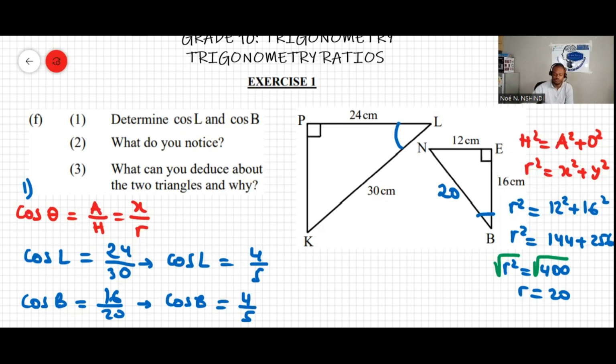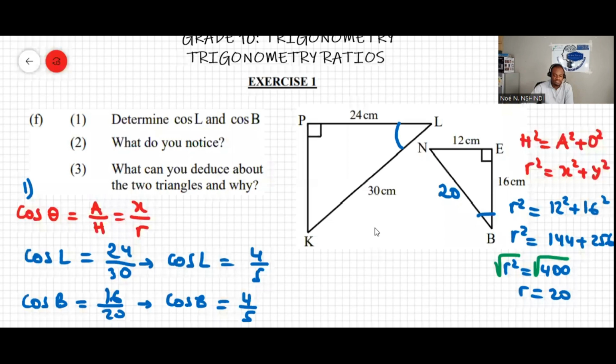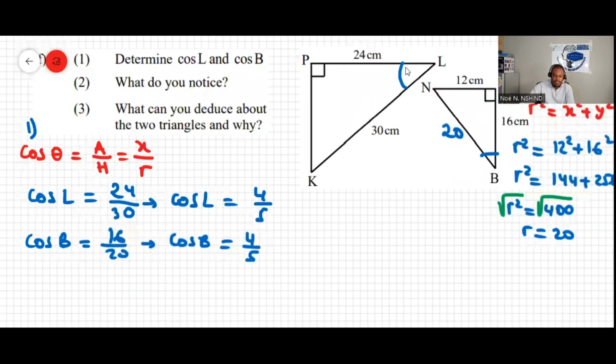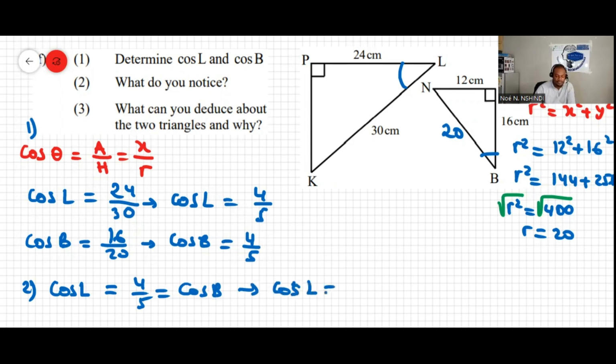Now, question 2, that was question 1. Question 2 says, what do you notice? We notice that cos of L is equal to 4 over 5, which is equal to cos of B. So therefore, cos of L equals cos of B.